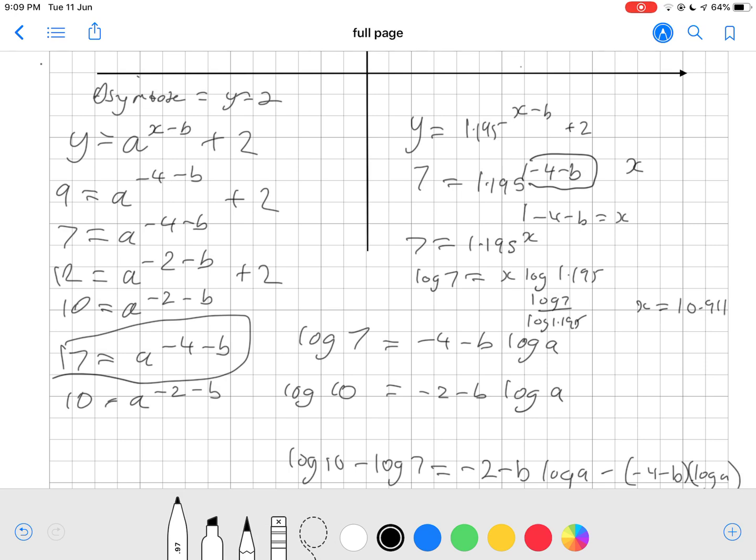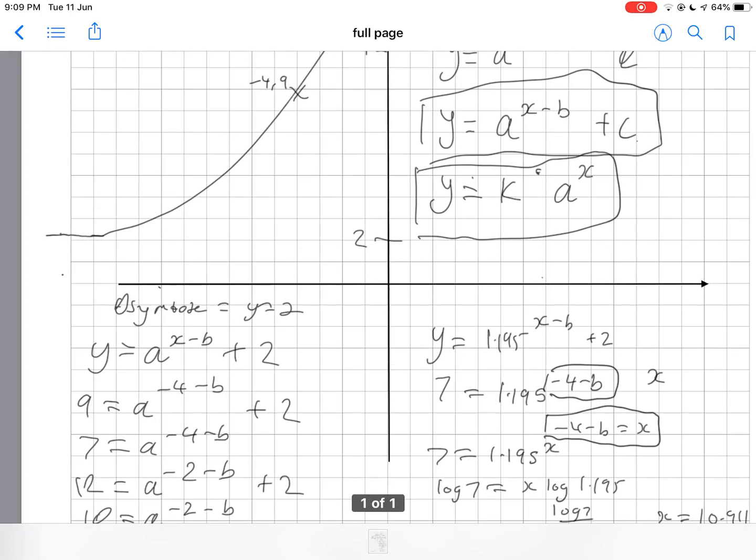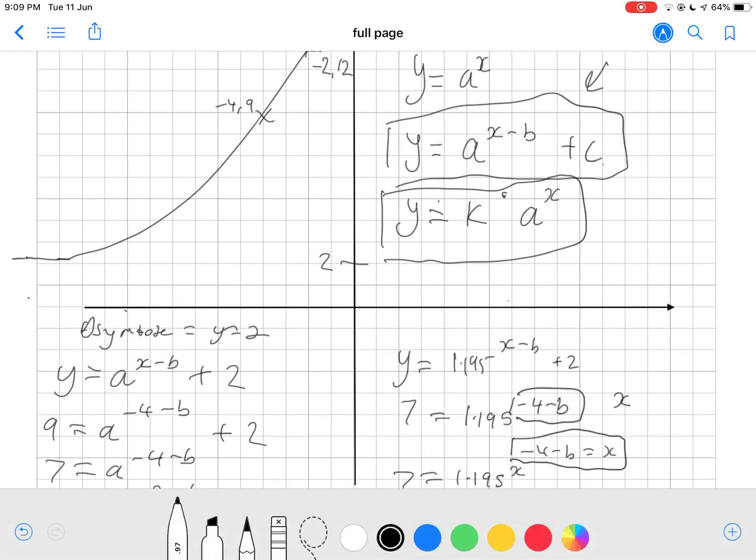Okay, so remember we made negative 4 minus b equal to x, and now we have x, right? So now we have to say x equals negative 4 minus b. 10.911 equals negative 4 minus b. You move the negative 4 to the other side, it becomes 14.911 equals negative b. Divide both sides by negative 1, so negative 14.911 equals b. Okay, so now we have our b value. It's negative 14.911.